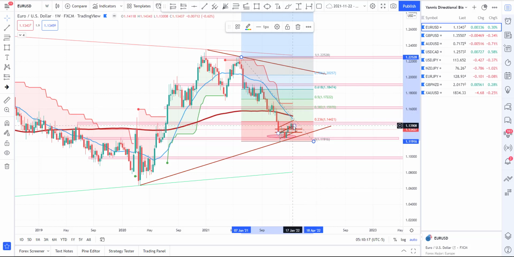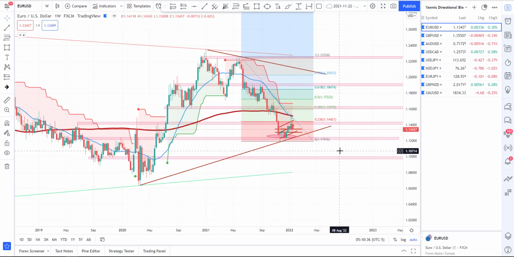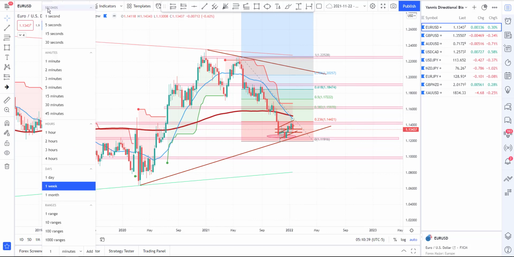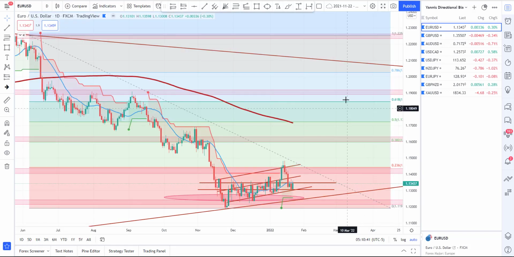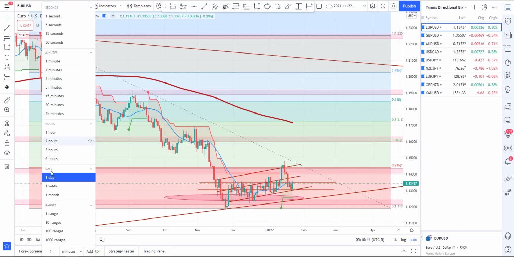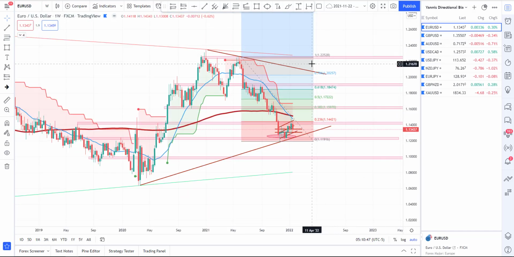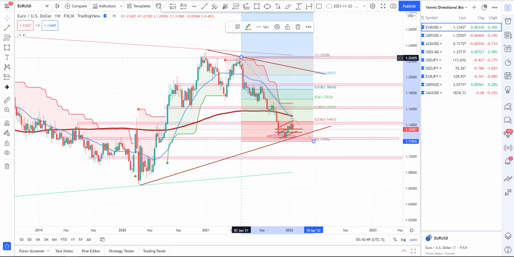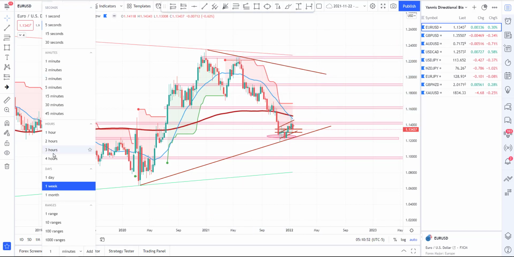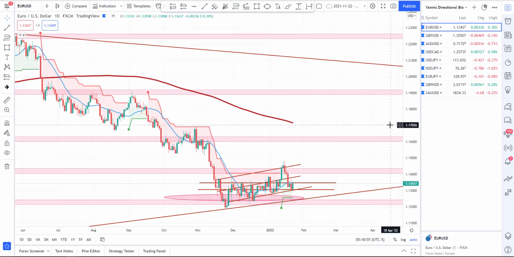So that uptrend, for the moment, I'm looking at it. If price doesn't break down to that area of resistance, the 114, and continues further down, then it will break to the upside. Okay, so we have to wait. For me, the euro is not very clear this time. Even dropping down to the daily, allow me to remove the fibs. Okay, dropping down to the daily time frame.